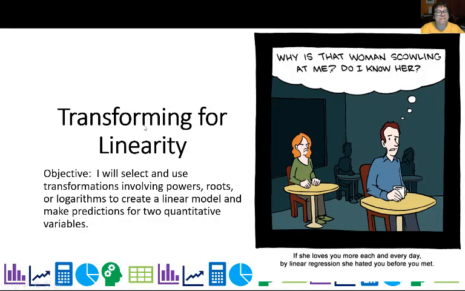This is one of my favorite statistics jokes. Why is that woman scowling at me? Do I know her? If she loves you more each and every day by linear regression, she hated you before you met.